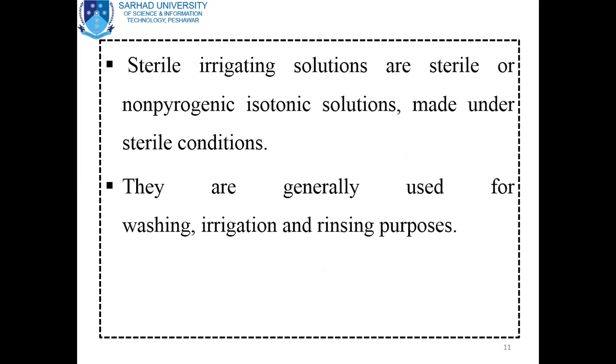There are certain other dosage forms like sterile irrigating solutions, which are sterile, non-pyrogenic isotonic solutions. These are isotonic, and are also prepared under sterile conditions. These sterile irrigating solutions are generally employed for washing, irrigation and rinsing purposes, especially in wounds, in emergencies and in surgical procedures. Strict conditions are followed to maintain the sterility of the sterile irrigating solution.